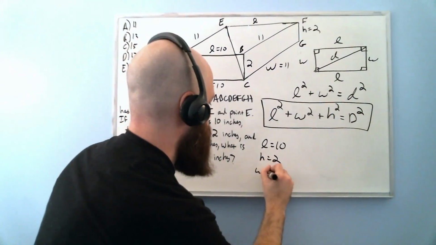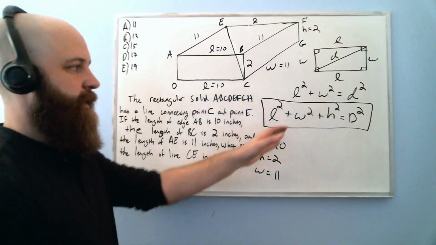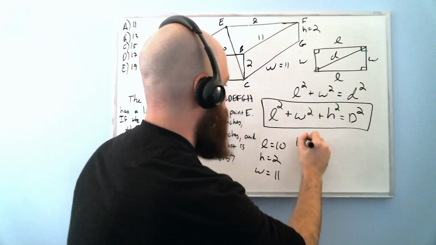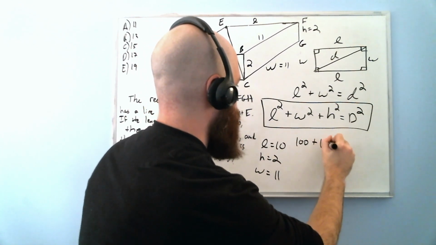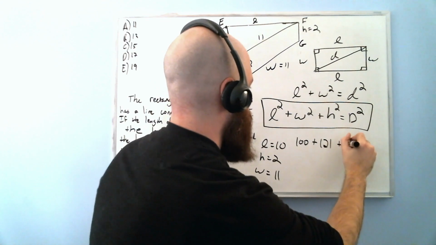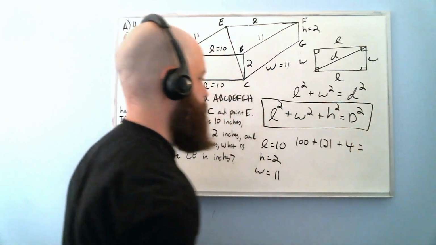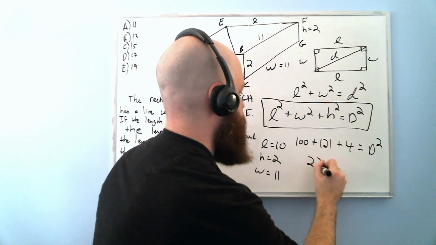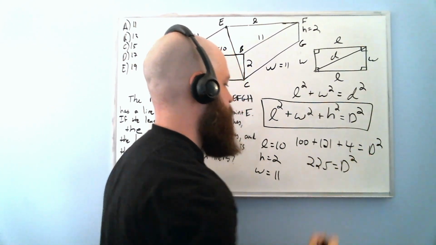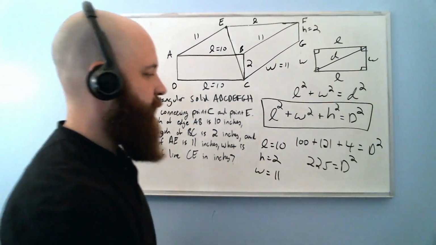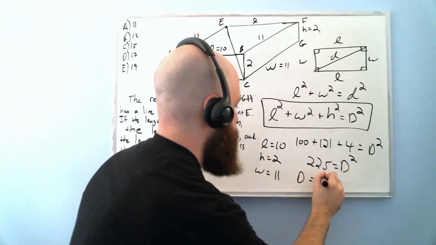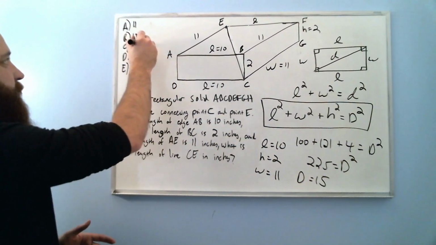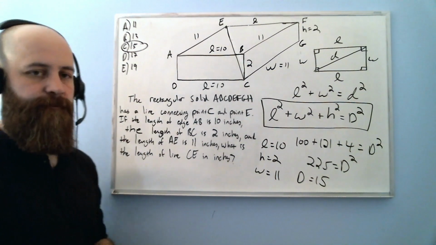So I'm given all three of those quantities. I can plug those in and solve for capital D, the longest diagonal. L squared is 100, W squared, 11 squared, is 121, height squared, 2 squared, is 4. Add all those up, that gives me D squared, so 225 is equal to capital D squared. Square root of that, I get 15. So that leads me to the correct answer here of C.